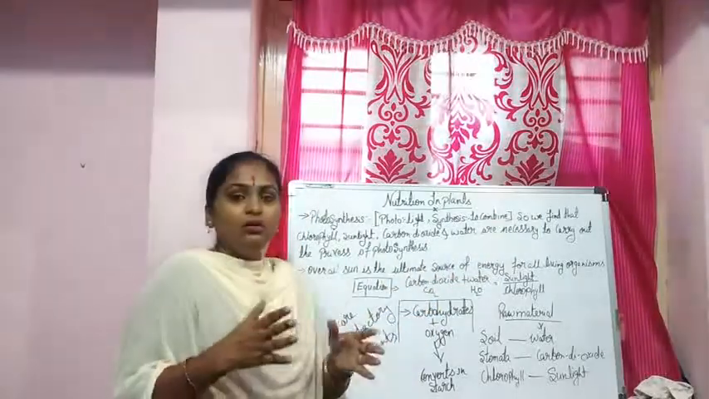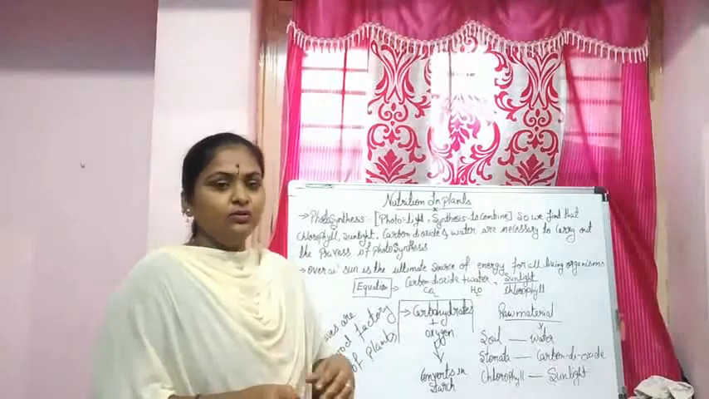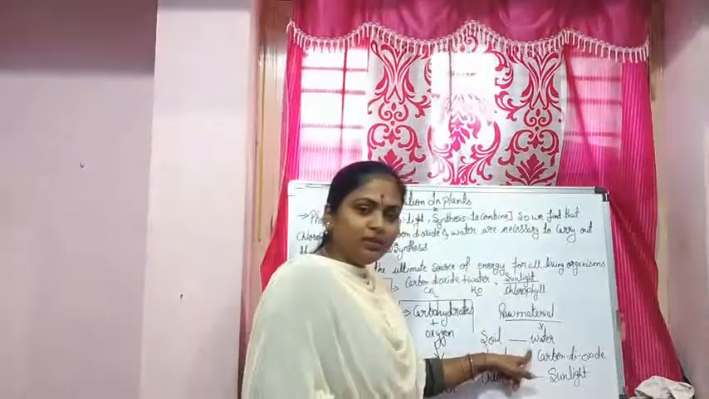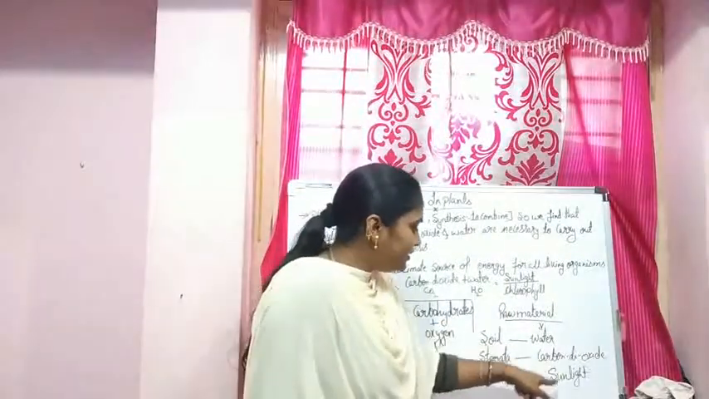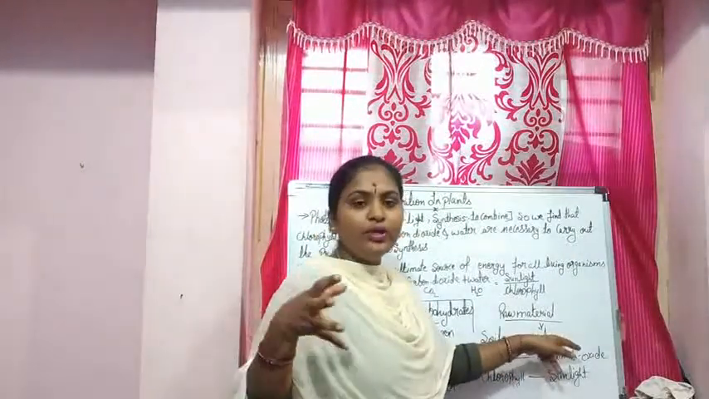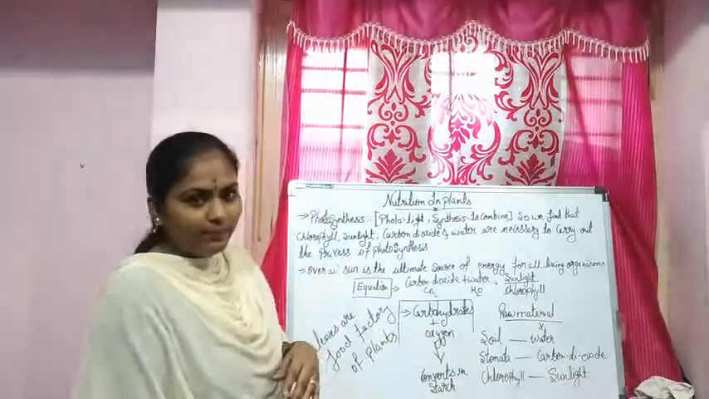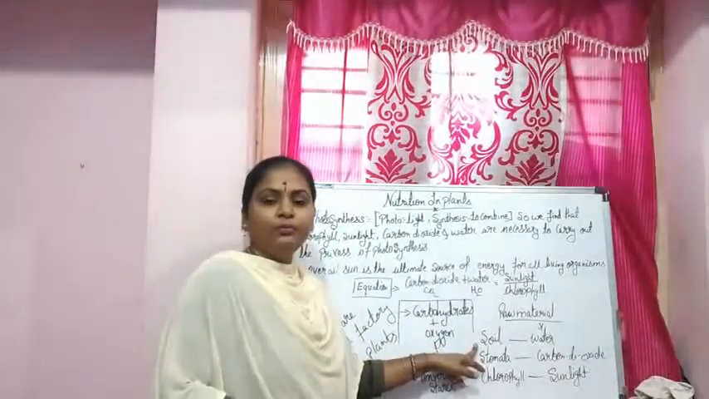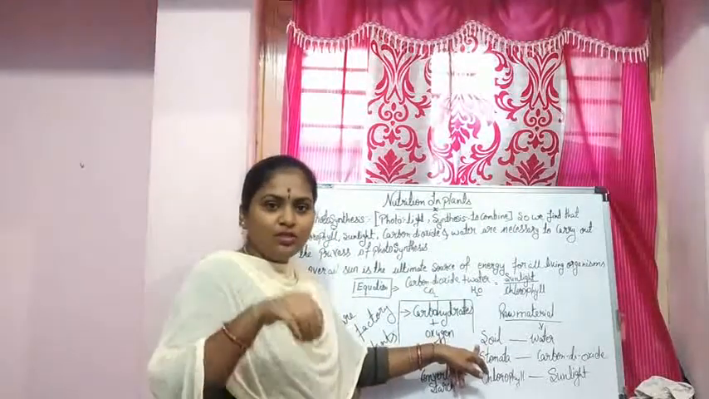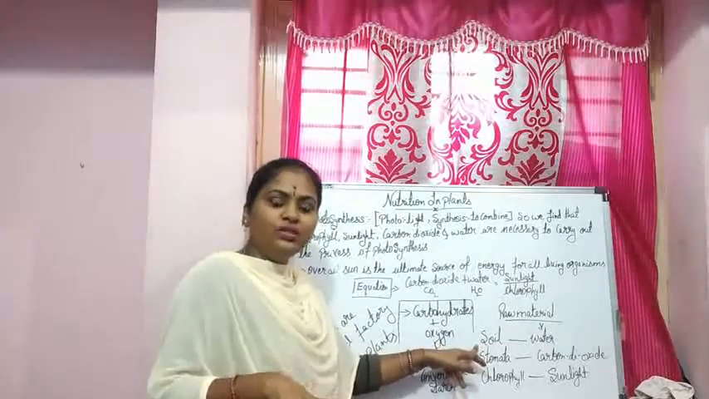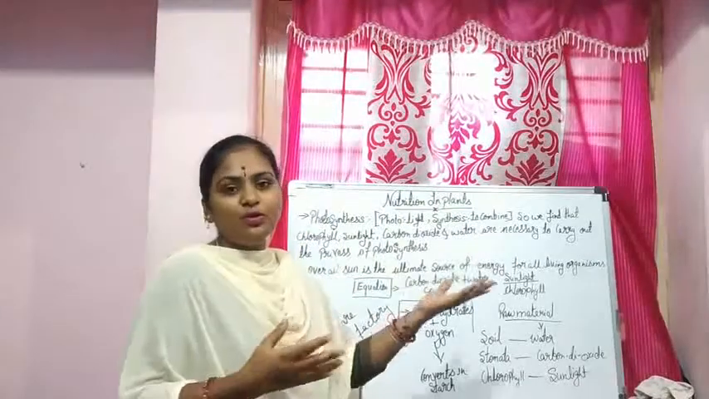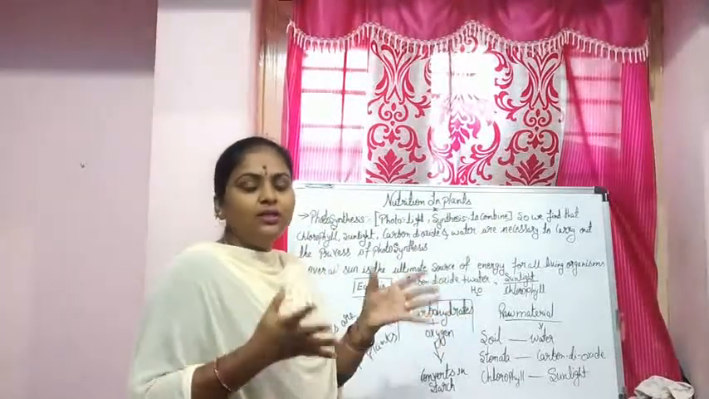But what are the raw materials that we need for photosynthesis? The raw materials are water and minerals, then carbon dioxide, then sunlight. So water and minerals, how are they transferred to the plants? By the help of soil. The roots are present in the soil, and by the help of the roots, the water and minerals are absorbed and transferred to all parts of the plant and to the leaves.